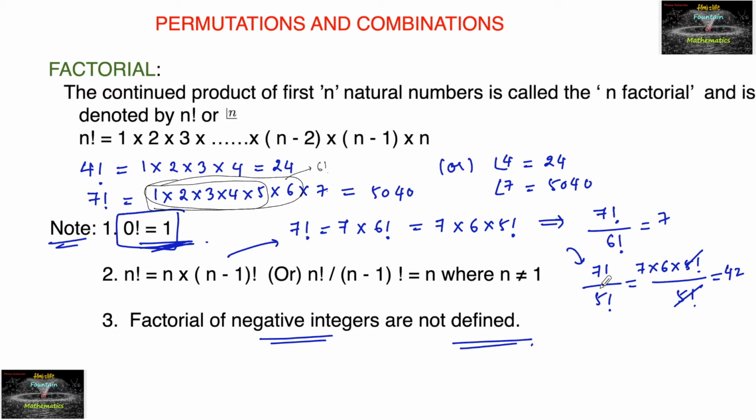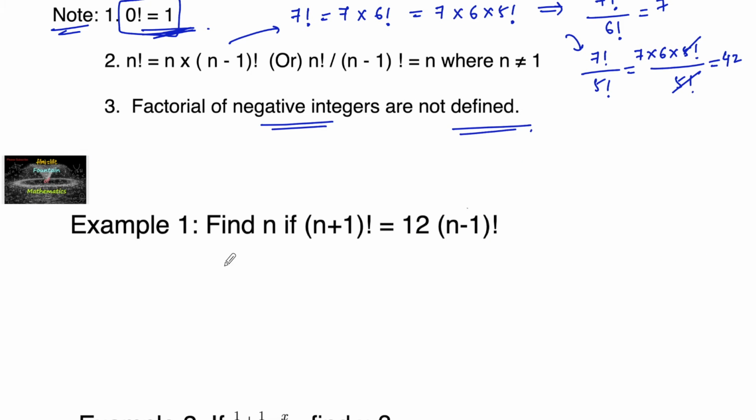So now let us see some problems based on factorial. Let's see example one. Find n if n plus 1 factorial is equal to 12 times n minus 1 factorial. So let us keep in mind an example by using the second note point.